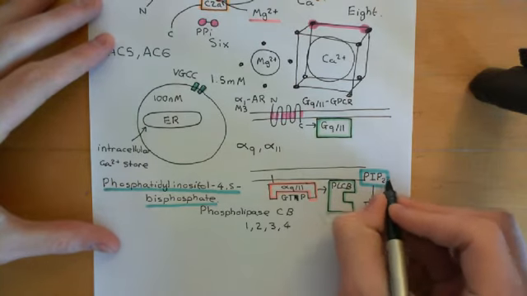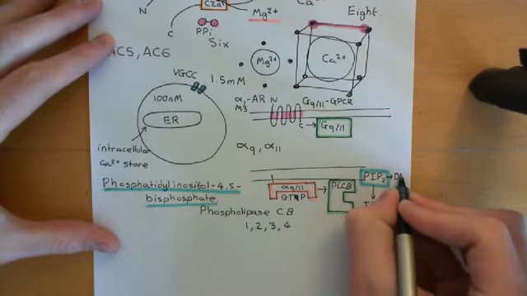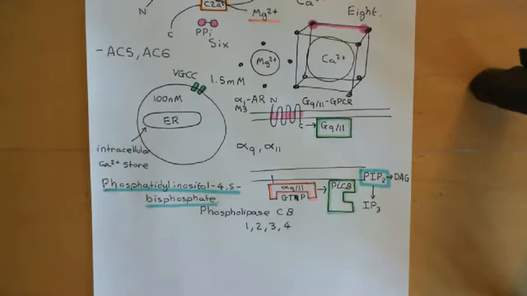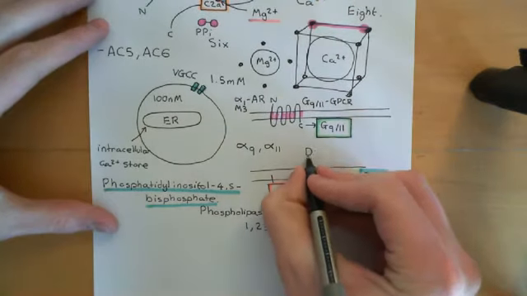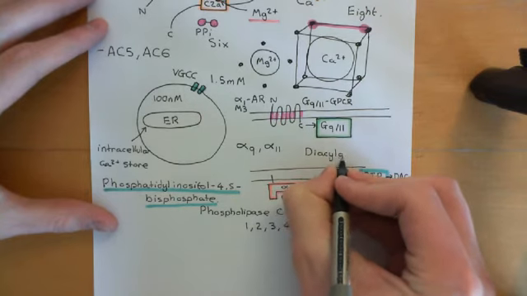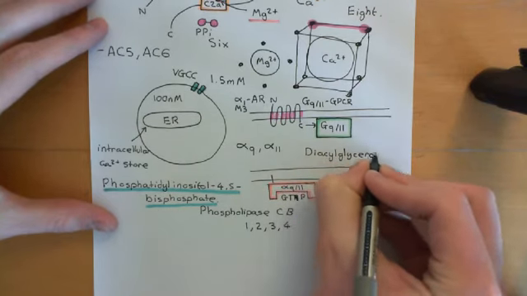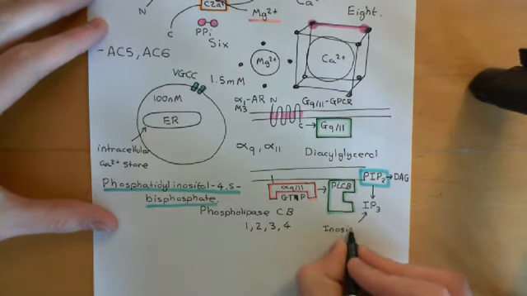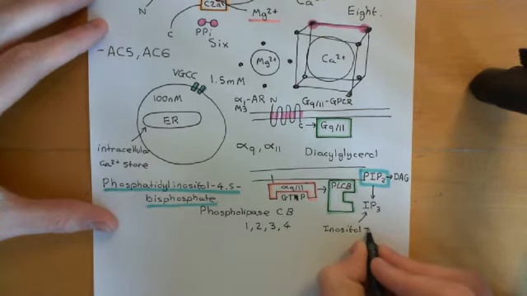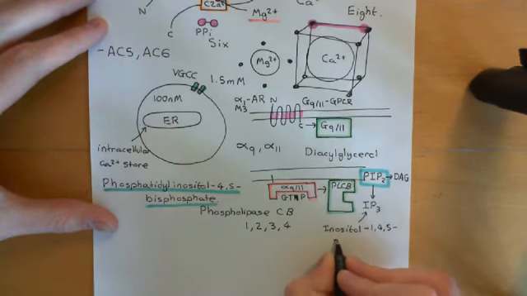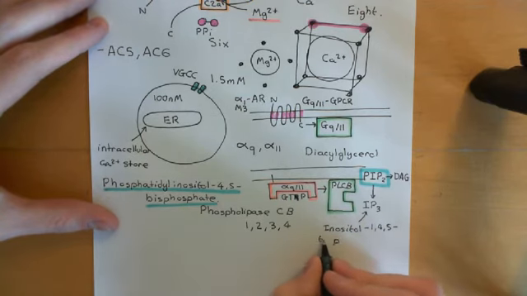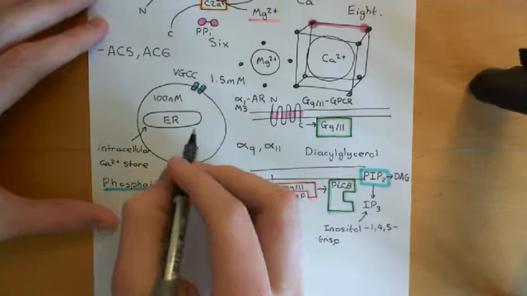to IP3 and diacylglycerol. The diacylglycerol will remain attached in the phospholipid bilayer, so it's a diacylglycerol there, that's the DAG. Meanwhile, the IP3, which is the inositol 1,4,5-trisphosphate, will drop down into the cytoplasm, so this doesn't remain attached to the underside of the phospholipid bilayer anymore. It was just attached because it was attached to the diacylglycerol. Now it's going to drop into the cytoplasm.